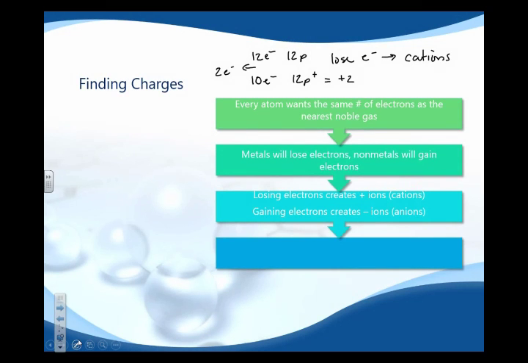On the other hand, gaining electrons creates negative ions. That kind of makes more sense to us because you're adding negative particles. So if you start with something that's neutral and you add negative stuff, then the thing that you have left over should be negative.